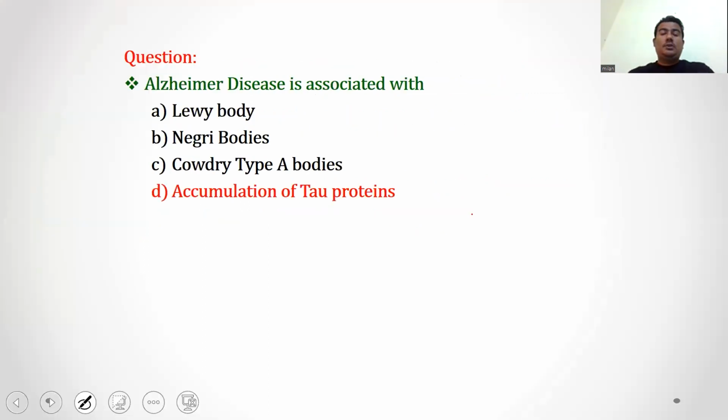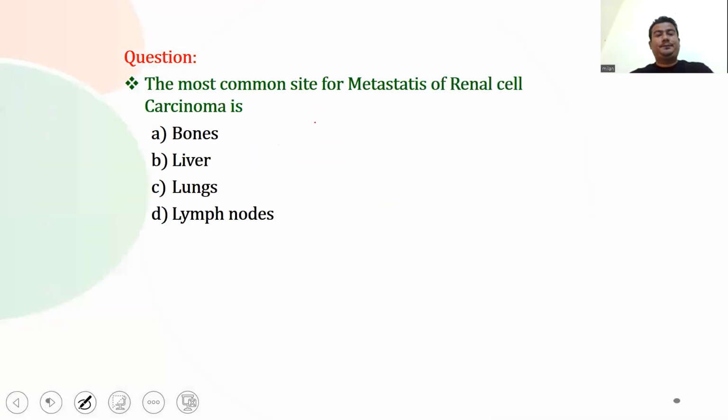So going back to the question, Alzheimer's disease is associated with accumulation of tau protein. Cowdry type A bodies are found in herpes infections, Negri bodies in rabies, and Lewy bodies in Parkinson's disease. Let's go to the next question.